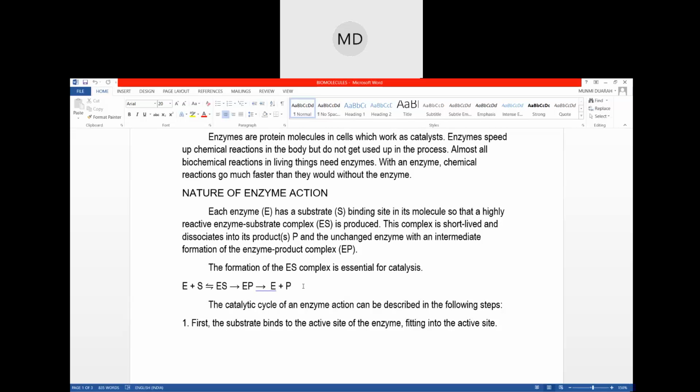So the function of an enzyme is that it makes the reaction faster. Digestion is a chemical reaction going on inside your body, right? Why chemical reaction? Because all these enzymes and everything are chemicals only. So the chemical reaction that is going on inside your body becomes faster with the help of an enzyme.